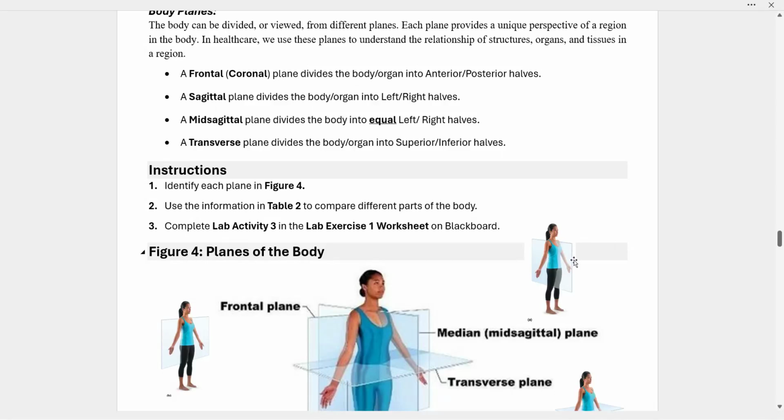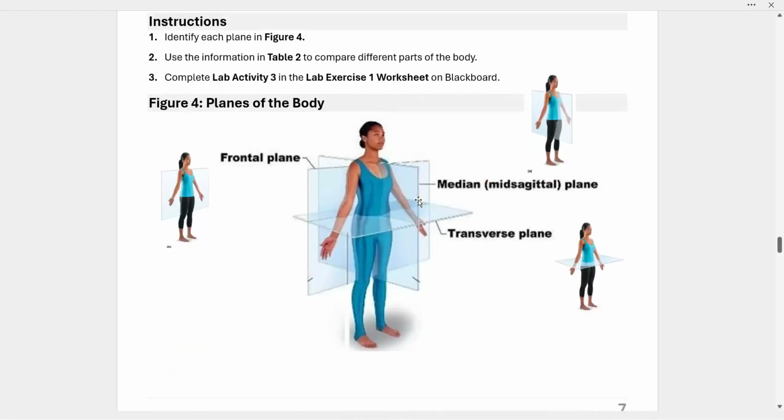Mid-sagittal just means that it is exactly in the mid section. If you slide that piece of glass over to the left side, then it would no longer be mid-sagittal. It would just be sagittal. Transverse divides the body into superior and inferior halves, like this one here. I tried to separate these out so you could see them individually, but here's all of them together.